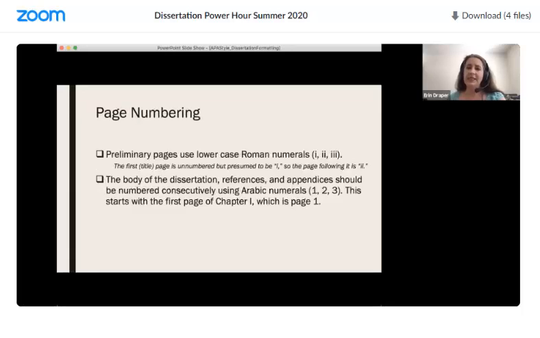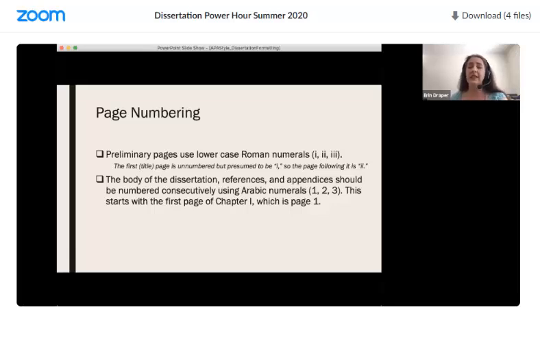Page numbering is another place where that can trip people up a little bit, and it is a little bit different. Our preliminary pages use lowercase Roman numerals, such as the examples here. That first page, your title page, doesn't have a number on it, but we do consider it to be page 1 or page lowercase i. So the page following it will be page 2. And for a lot of people, that'll be the copyright page, which is optional.